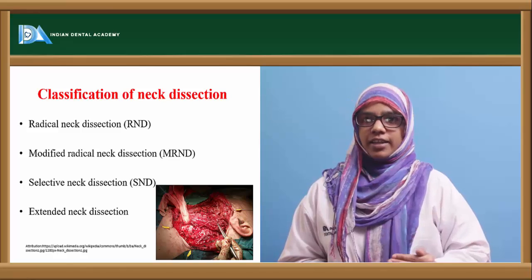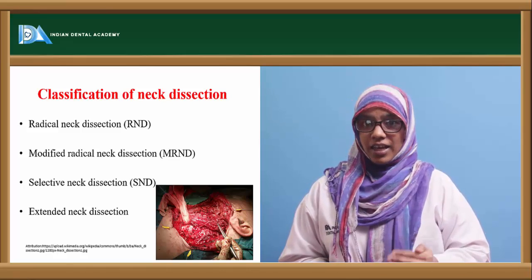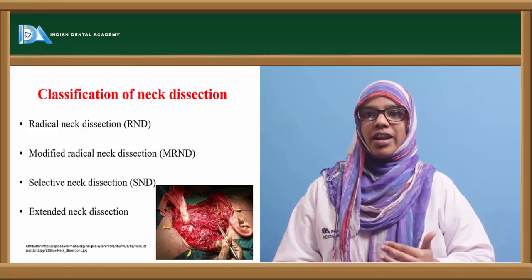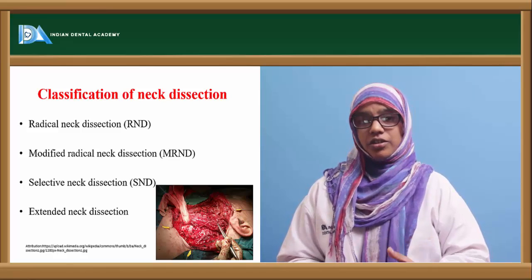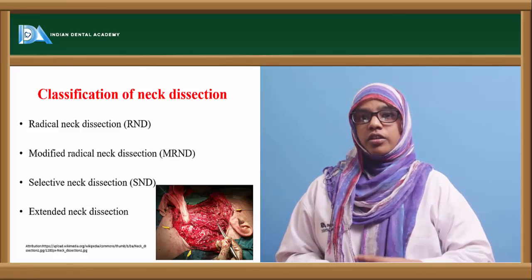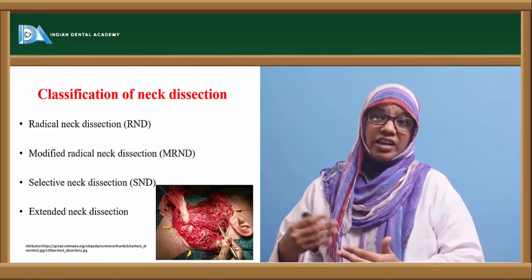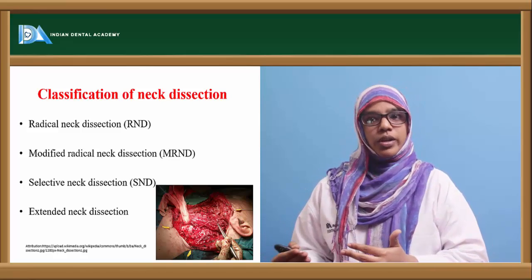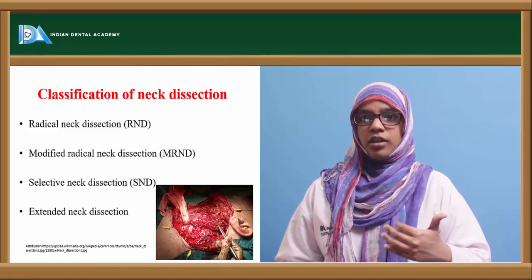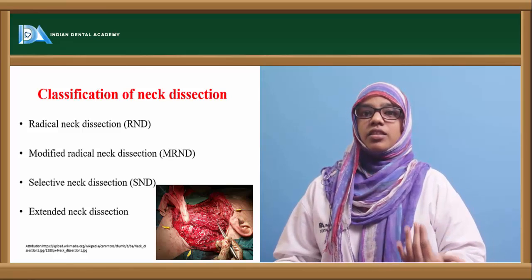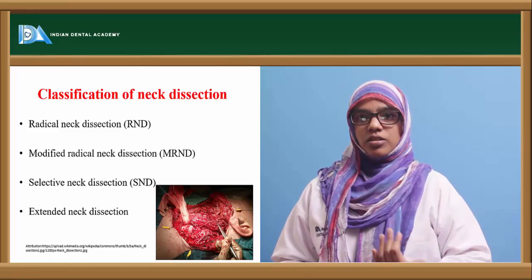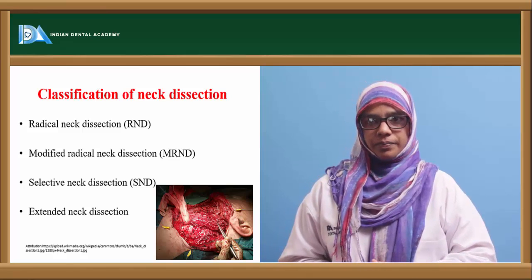Then extended neck dissection. Extended, as the name suggests, it is more radical than the radical neck dissection. Here you will remove lymphatic as well as non-lymphatic structures which were not addressed in radical neck dissection. That is, you will extend your neck dissection. These are basically done in advanced lesions where the metastasis could be into the distant areas.